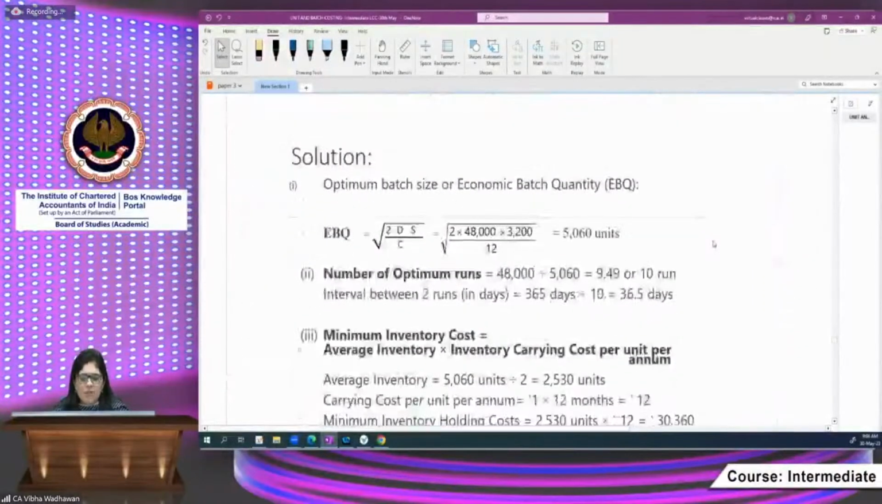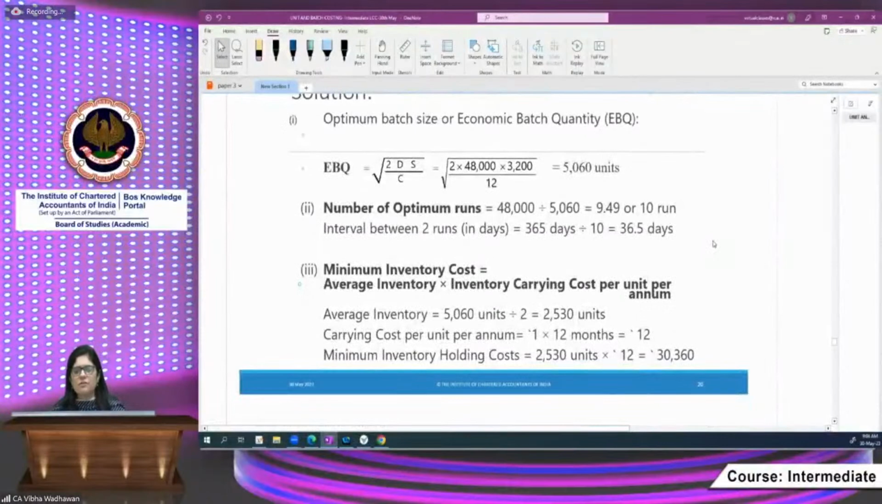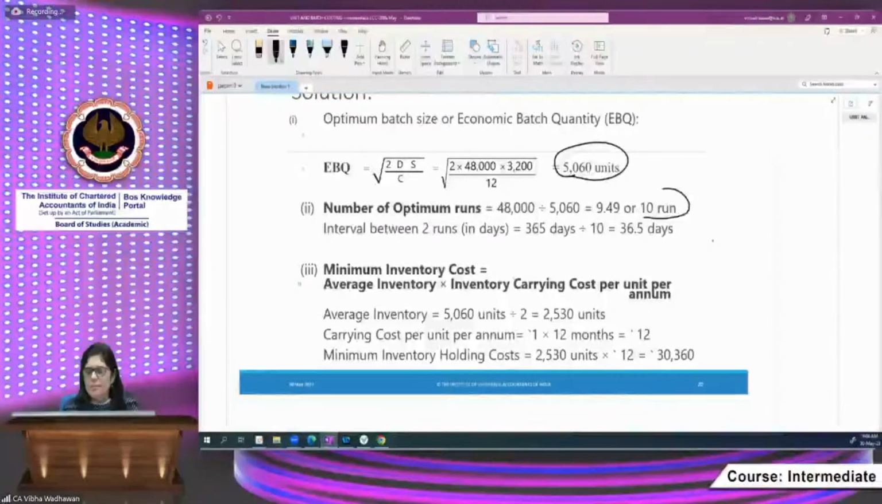Okay, we have the fair answer also. Please take note of the clear answer. So this is, we have calculated EBQ. This is the number of runs. This is the interval between two runs. And the minimum holding cost is half of EOQ into carrying cost per unit per annum. So this is the final answer. So we have all the answers. Take a note of the fair answer.